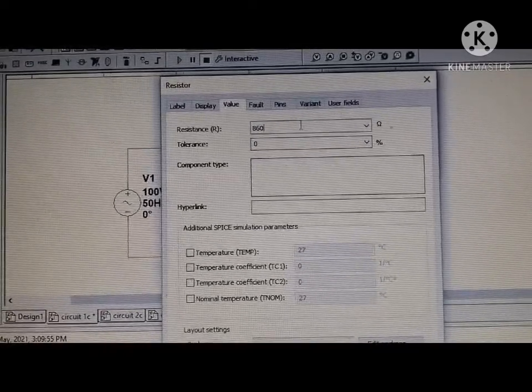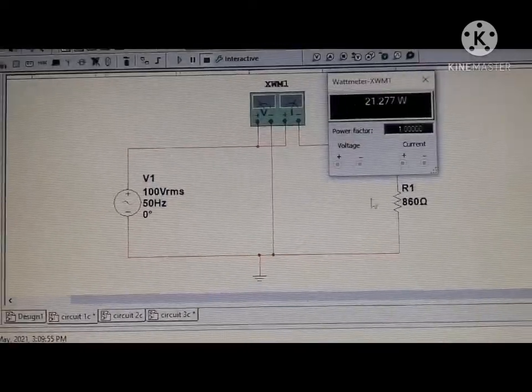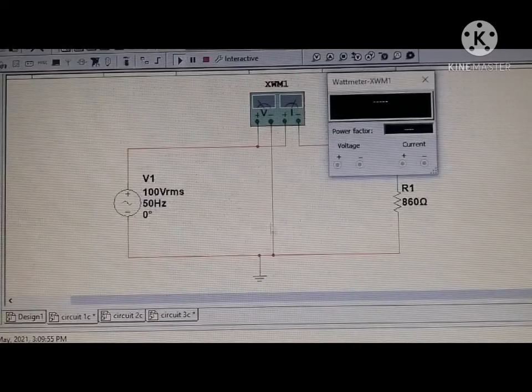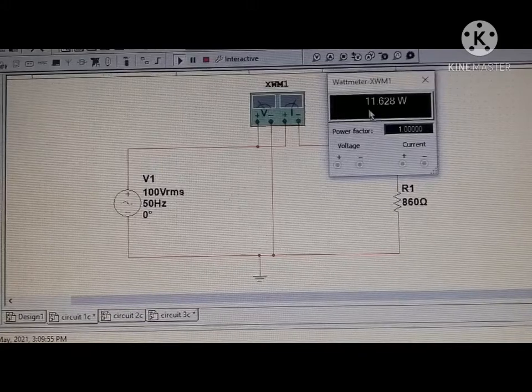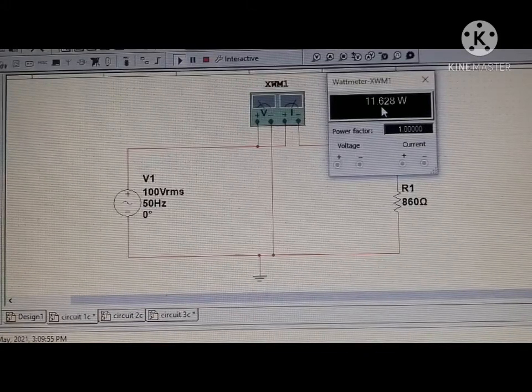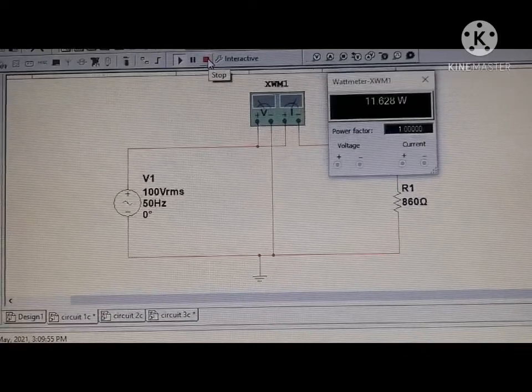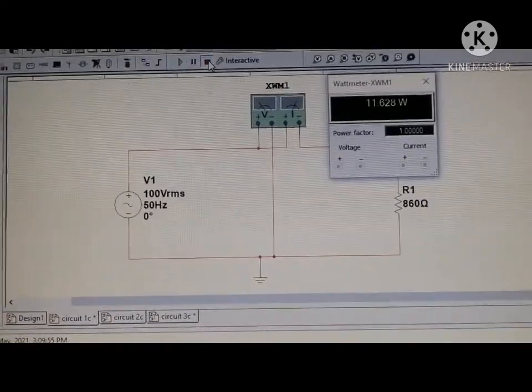ohms. Alright, so run the simulation and then you will get the measured power, which is 11.628 watt. Okay, stop the simulation.